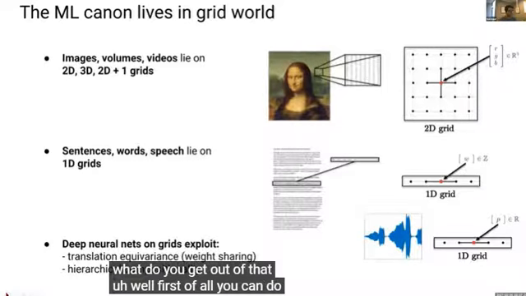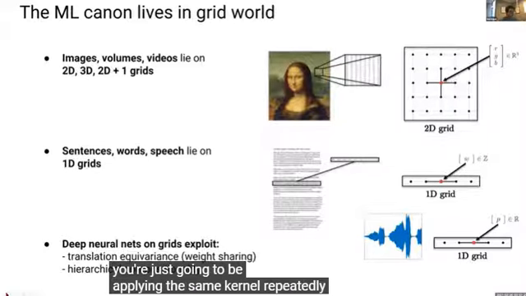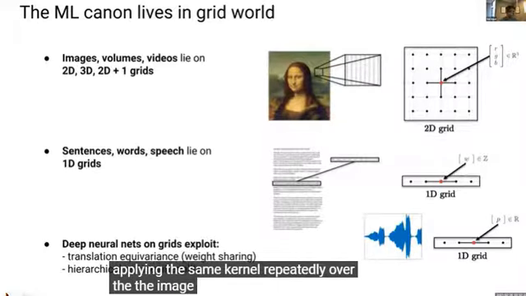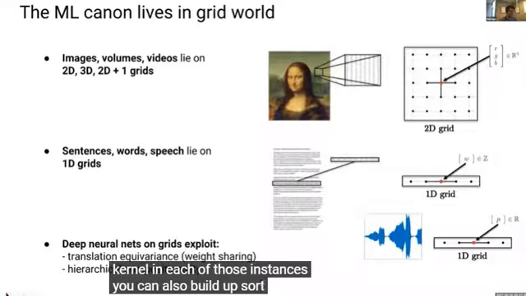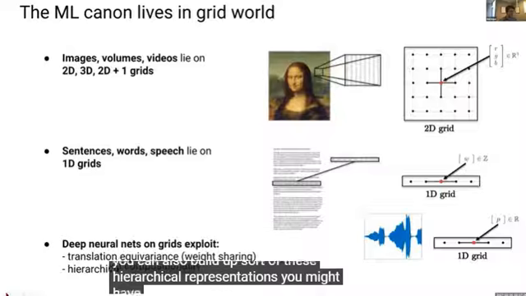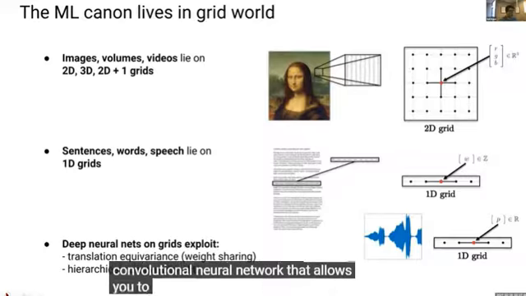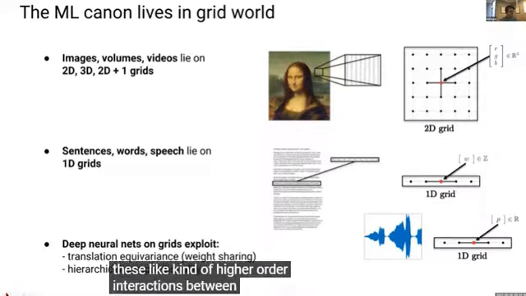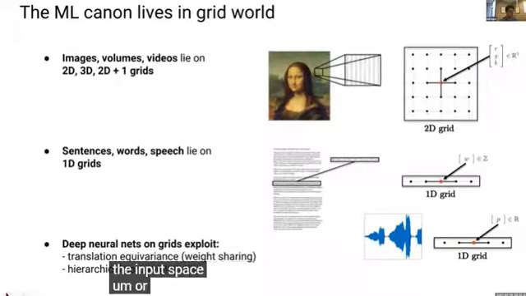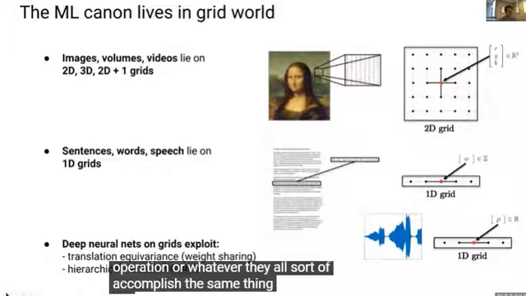Well, first of all, you can do something like weight sharing or translation equivariance. For a CNN, you're just applying the same kernel repeatedly over the image, and you obviously get to use the same kernel in each of those instances. You can also build up hierarchical representations. You might have a certain stride in a convolutional neural network that encourages the model to learn higher order interactions between different parts of the input space, or say a max pooling operation or whatever. They all accomplish the same thing.